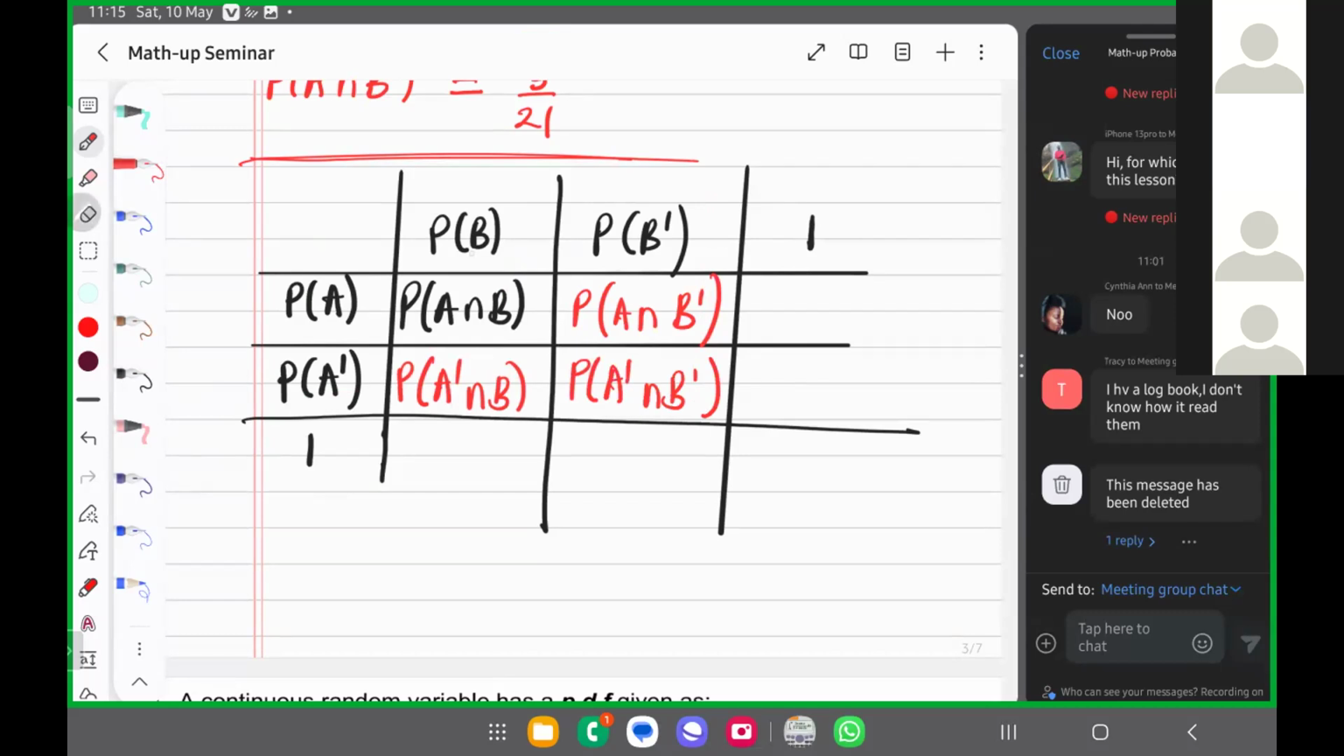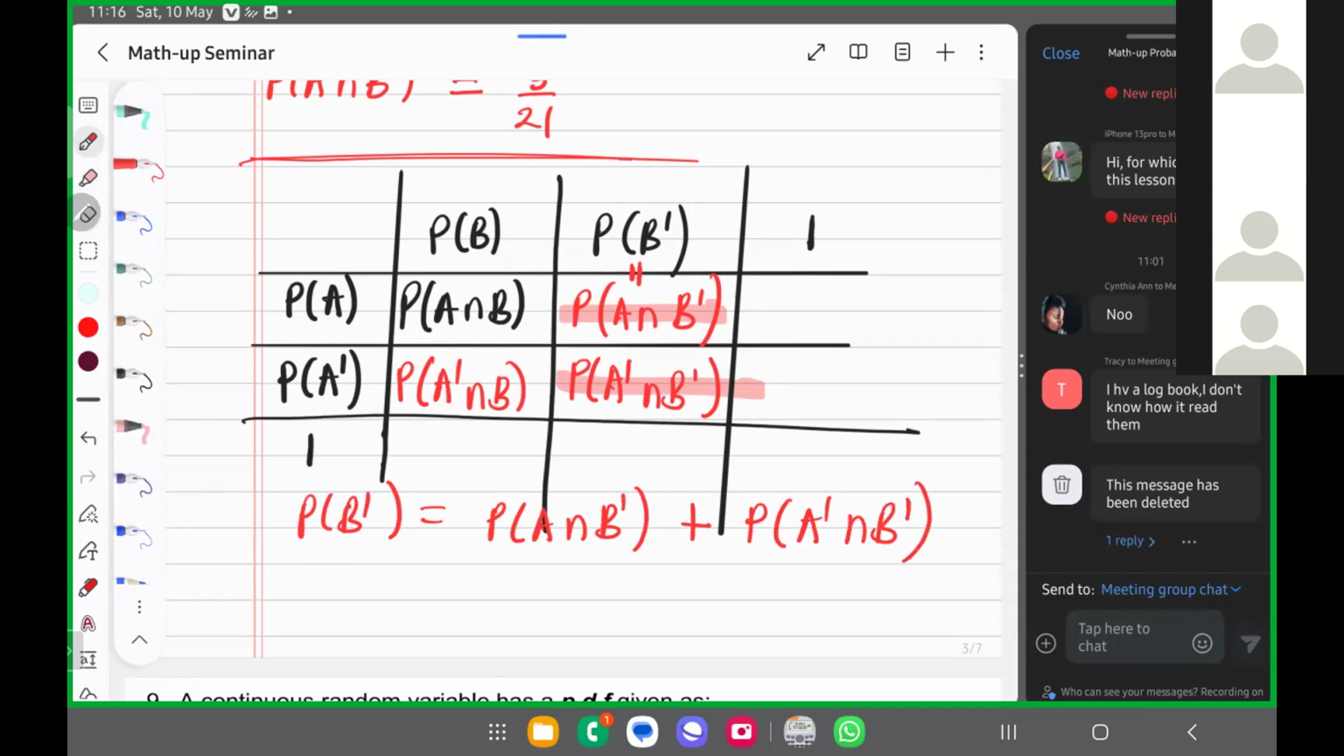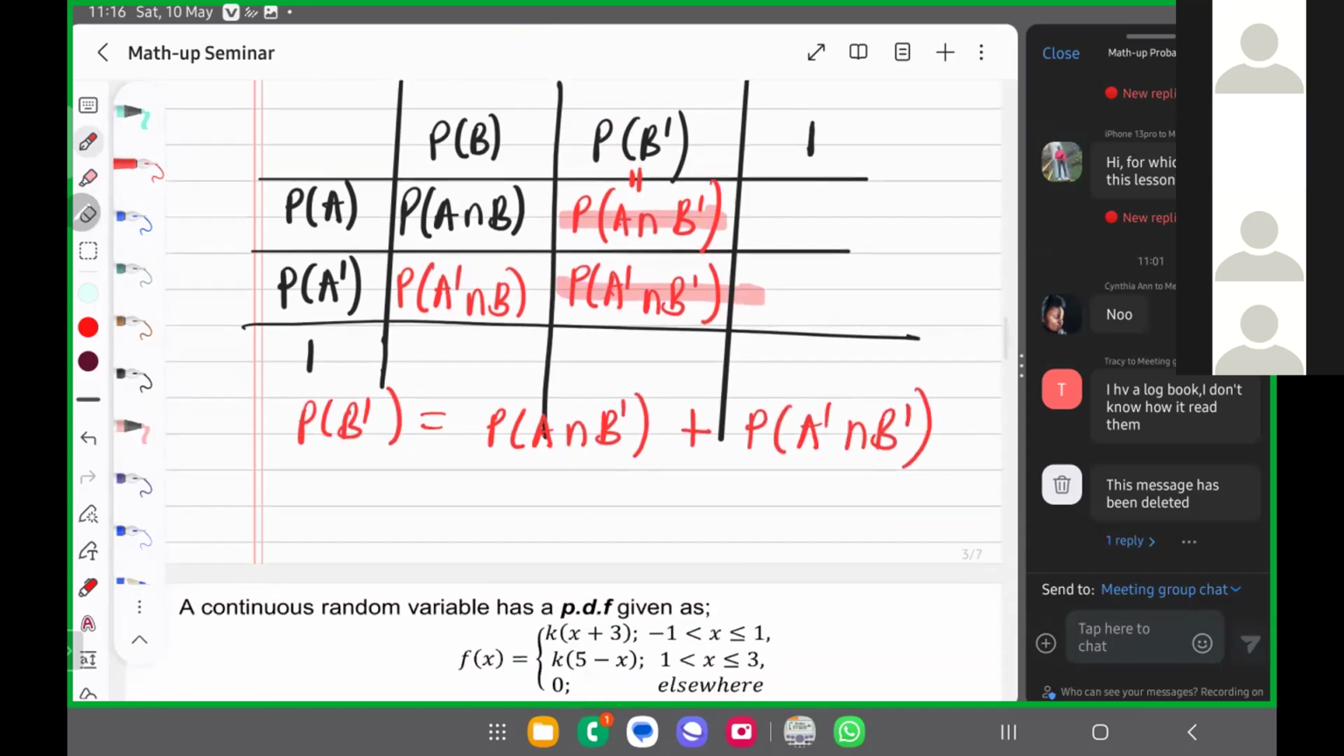So it means that the probability of B complement is got by adding probability of A intersection B complement, this probability here, to that field. That's what I use. Probability of B complement is equal to probability of A intersection B complement plus probability of A complement intersection B complement. If I wanted probability of B, I would add this to that. If I wanted probability of A, I would add this to that.